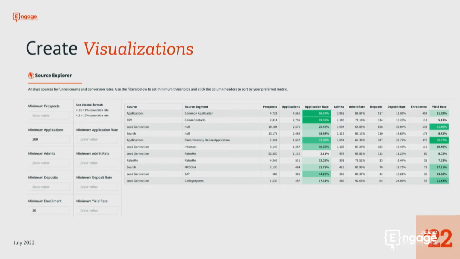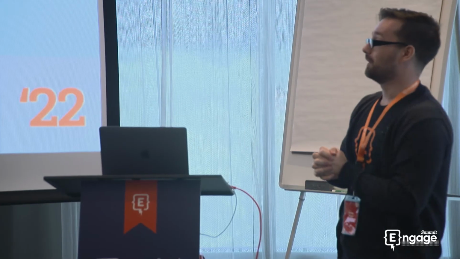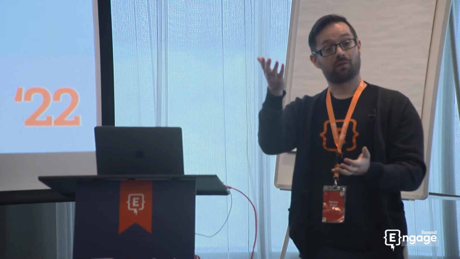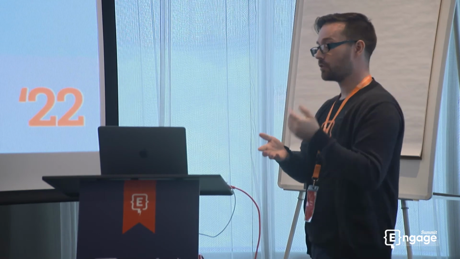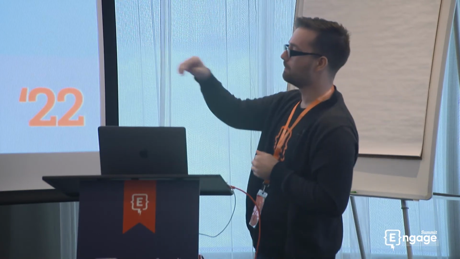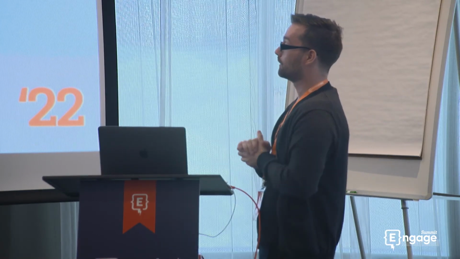So for search, for those of you who are involved in it, you know that's not all about volume. You might have a source that you get 10,000 applications from, but if it's not yielding any students, then that might not be the best source for you. So it's a balance between the overall volume and the efficiency, the conversion within that source. And so you have some ability to set minimum thresholds in either of those.